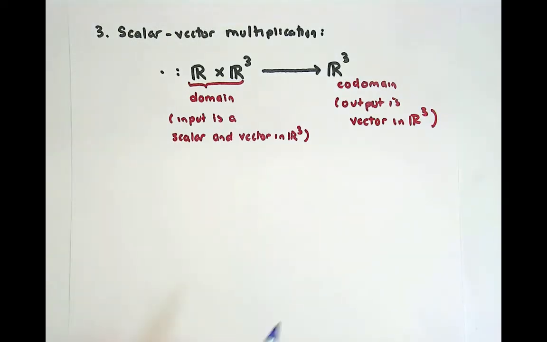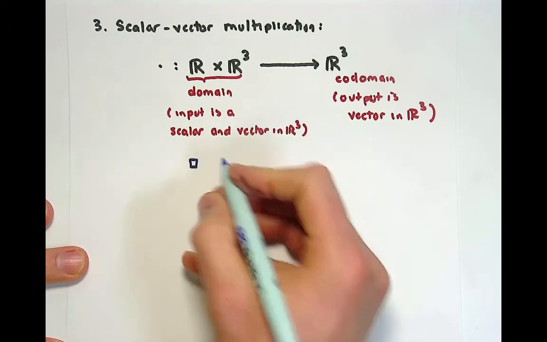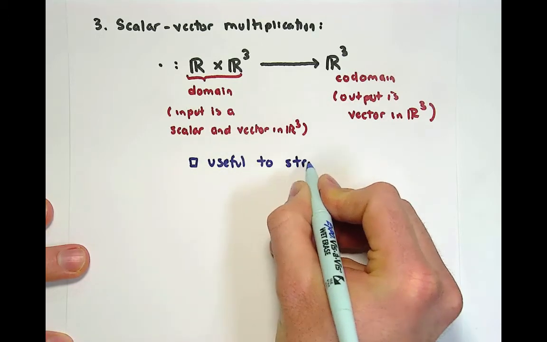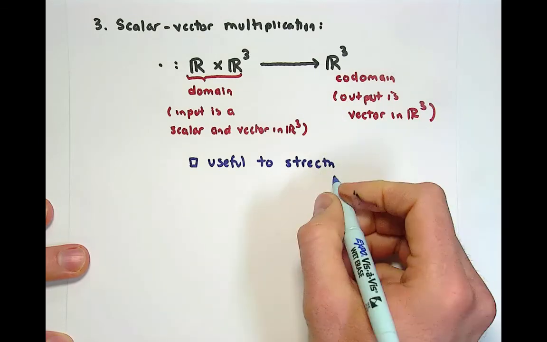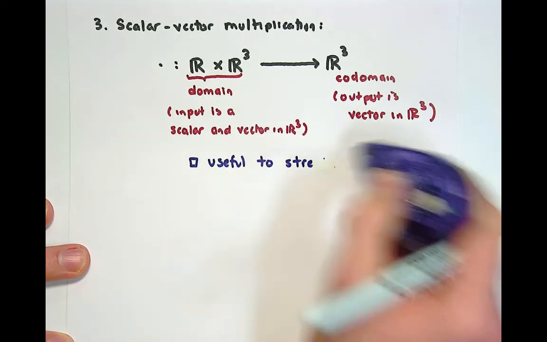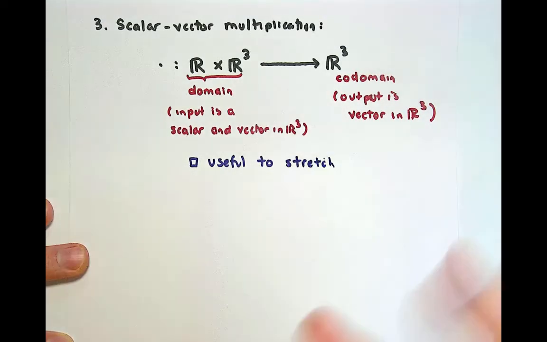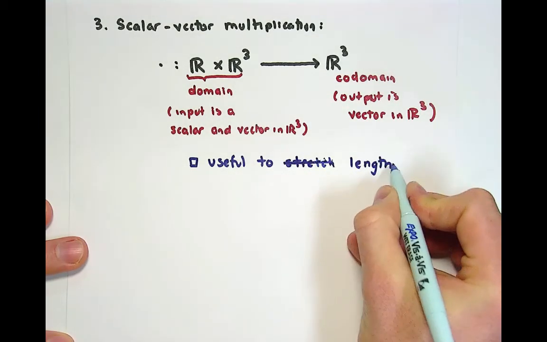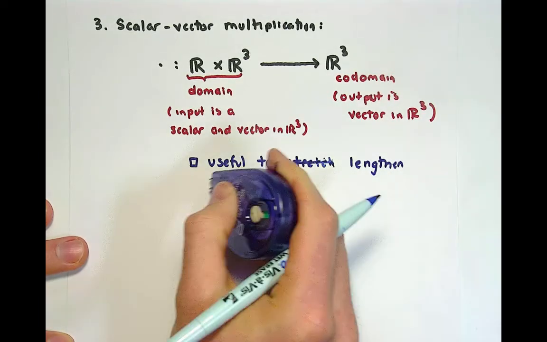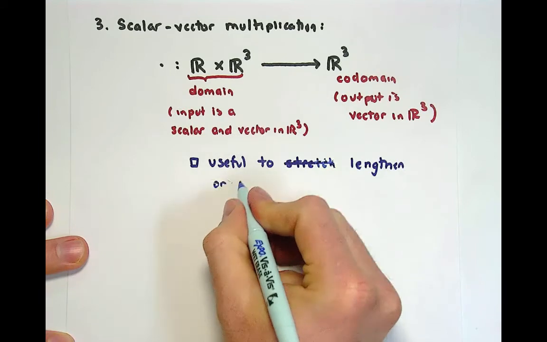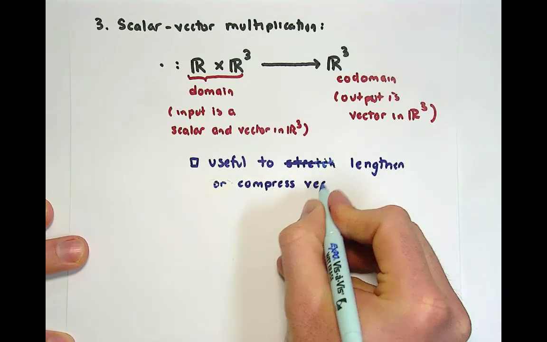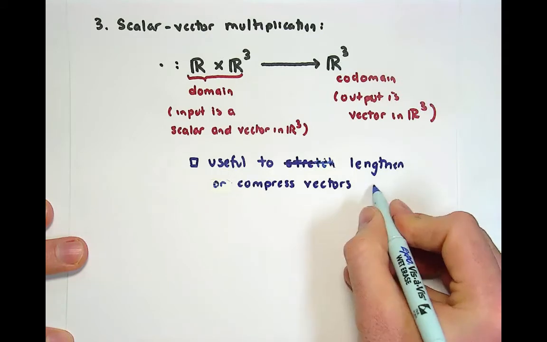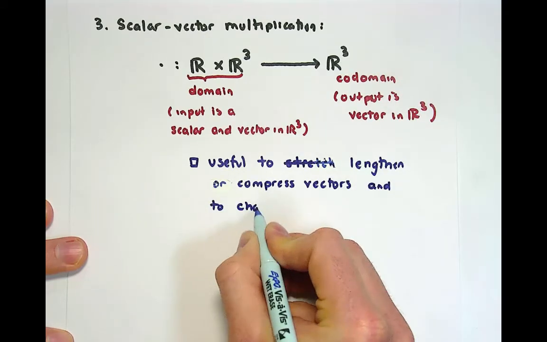We said that the scalar vector multiplication operation was super useful to stretch vectors, to lengthen or compress vectors, and to change orientation.